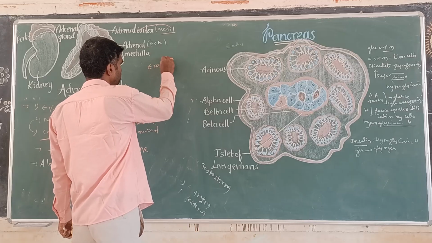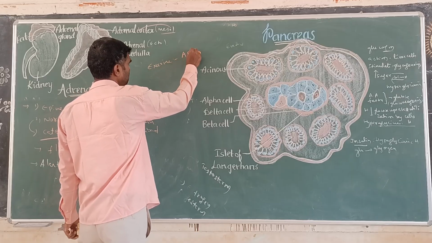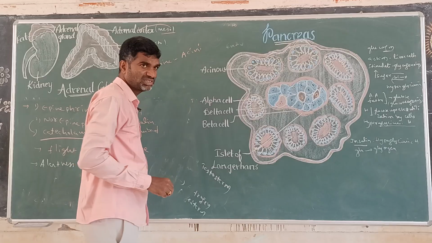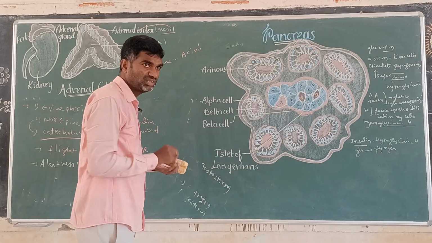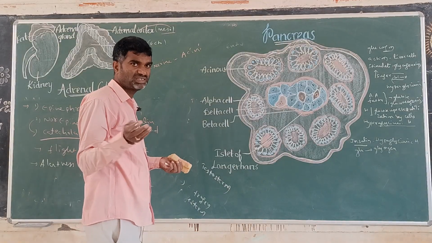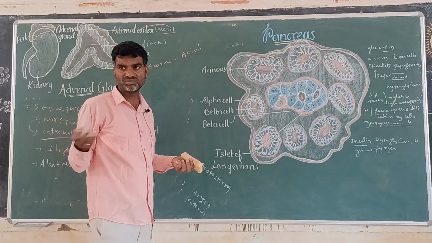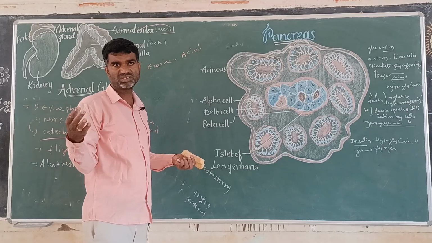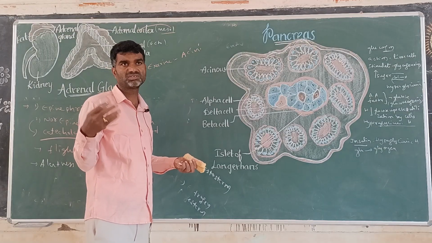In the exocrine part there are acinar cells in the pancreas, and it is very important. Where is the pancreas present? It is present in the abdominal region, above the stomach.